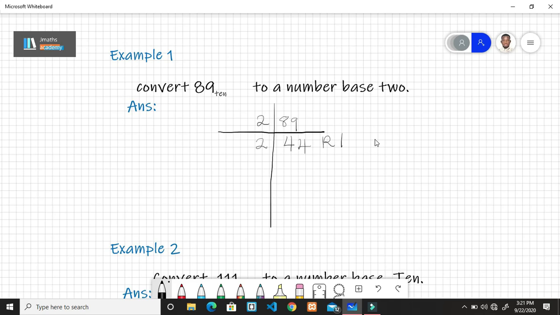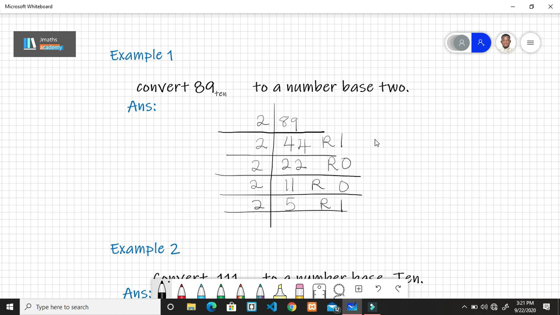If you divide 44 by 2, you have 22, remainder 0. If you divide 22 by 2, you have 11, remainder 0. We continue, we divide 11 by 2, we have 5, remainder 1. And you divide 5 by 2, you have 2, remainder 1. And you divide 2 by 2, you have 1, remainder 0. And you divide 1 by 2, you have 0, remainder 1. Then we'll stop here.